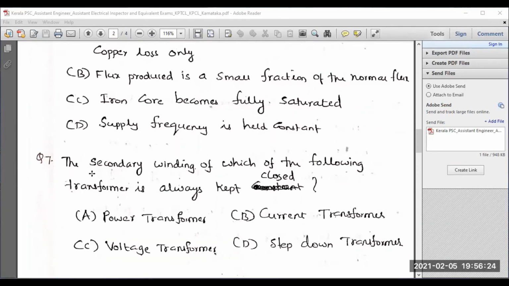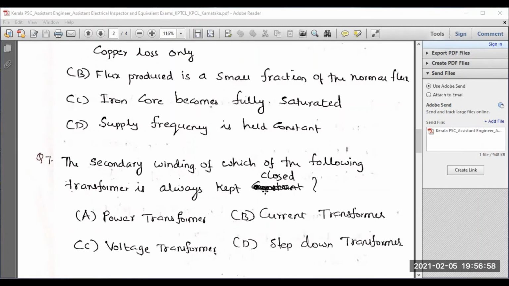Moving on to question 7. The secondary winding of which of the following transformers is always kept closed? We have the list of transformers: power transformer, current transformer, voltage transformer, step down transformer. Among these, the secondary of one transformer is always kept closed. Actually, the answer is very clear. We already studied this in measurement also. The CT, current transformer: the secondary should always be kept closed. Otherwise, high voltage will be developed at the secondary of the CT.